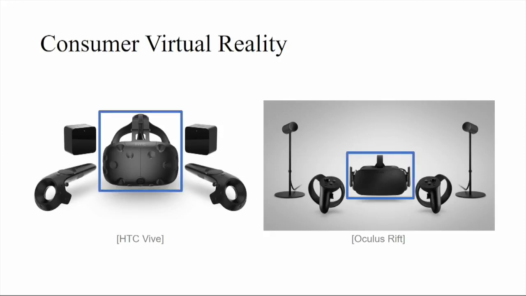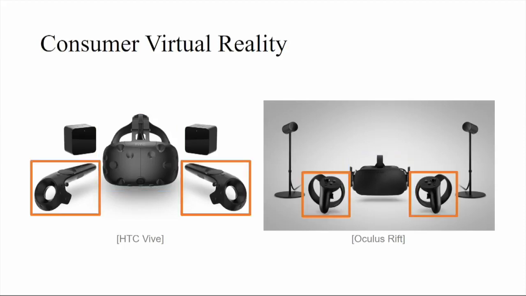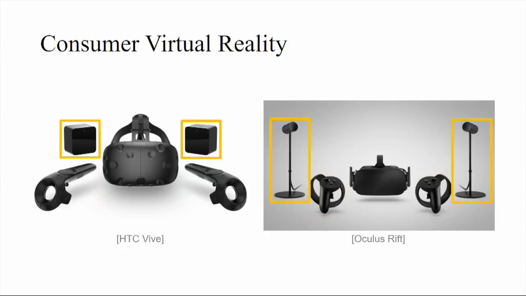So you have this headset that you wear on your head. You have, in each case, 2 hand controllers that are tracked in 3D in the space. And you have these lighthouses that track your position of the head and your hands as you move around kind of a room-sized physical environment, which is mapped directly to your virtual environment.